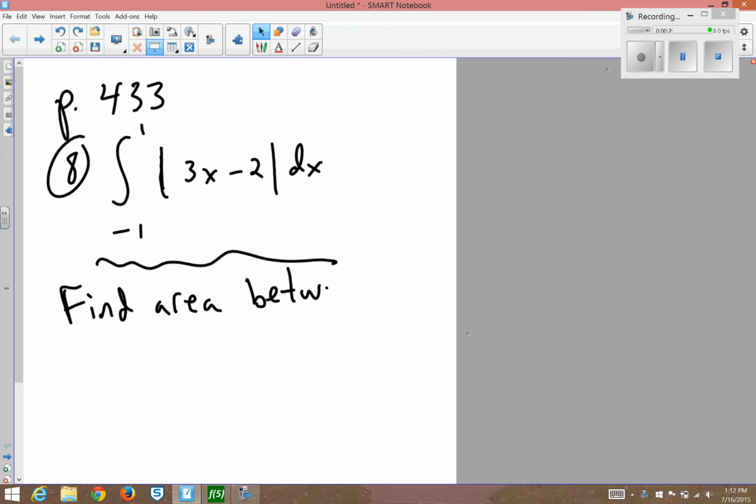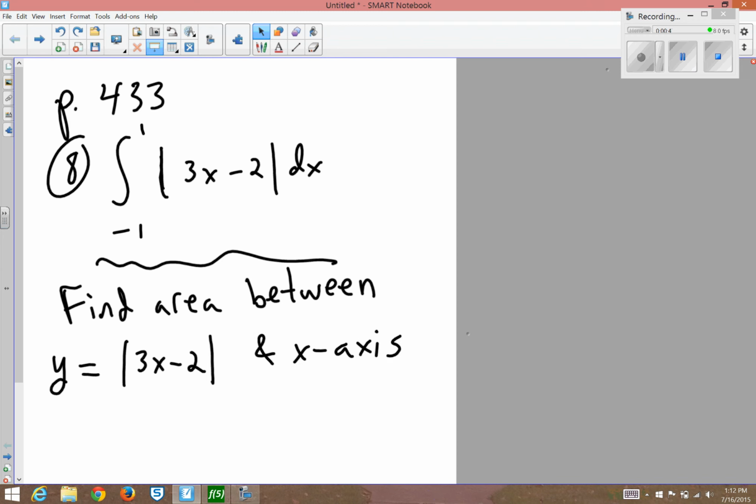between the graph of y equals this integrand and the x-axis. Find the area between the graph of y equals the integrand and the x-axis from x equals the number down here, -1, to x equals the number up here. This calculus problem is really a geometry problem.